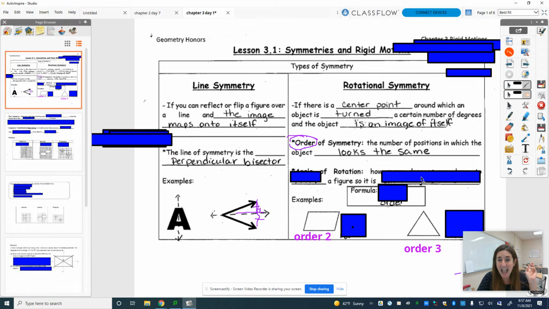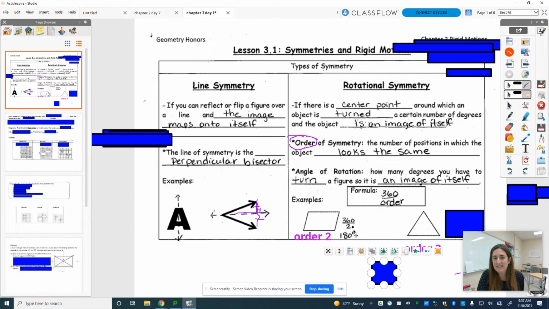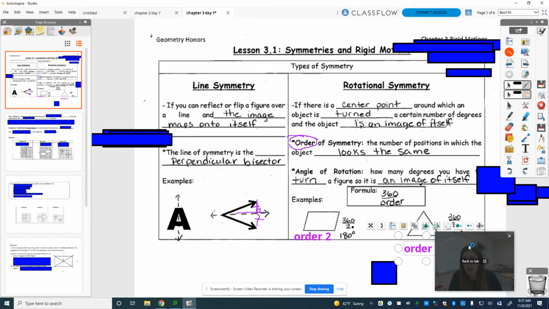Now, the angle of rotation is how many degrees you have to make that turn so that the figure looks like itself. Now, to figure that out, there's a nice little formula. If you're taking a turn, you're going to go 360 degrees. So if you do 360 divided by the order, for example, on this guy here, 360 divided by 2 means 180 degrees is the angle of rotation on this figure. Likewise here, if you did 360, oh look, my picture's there.